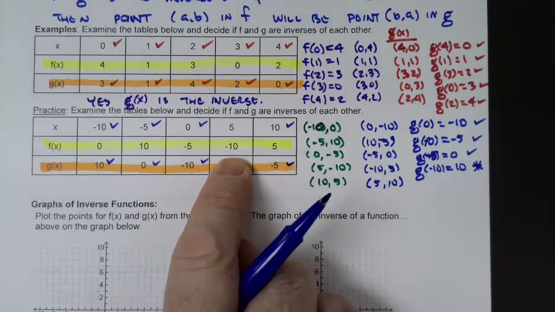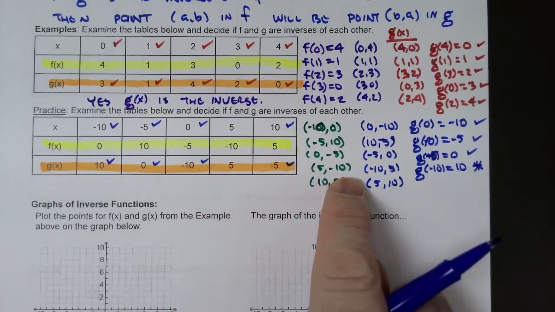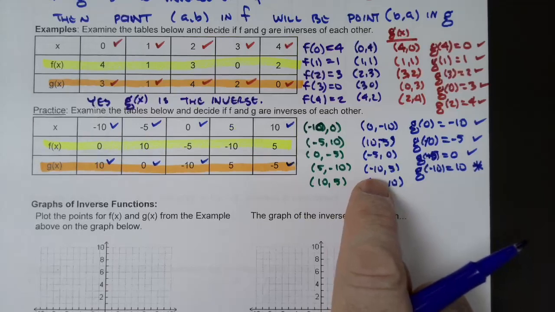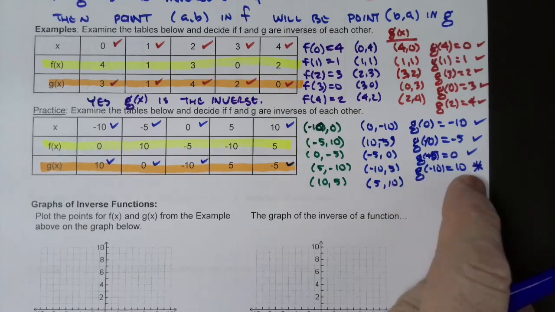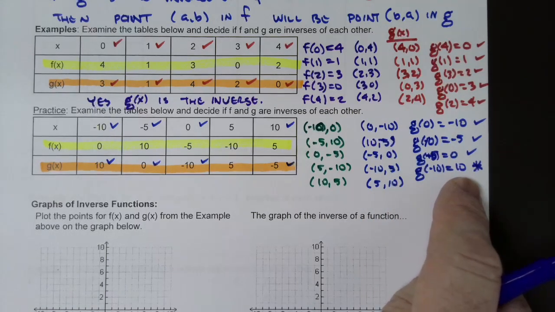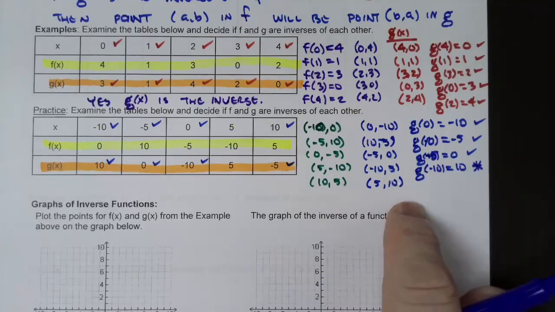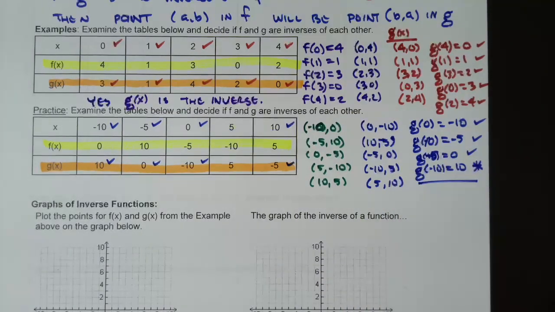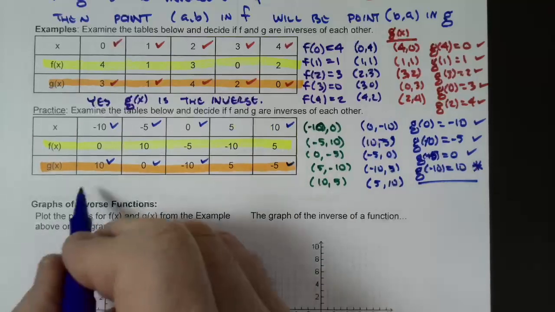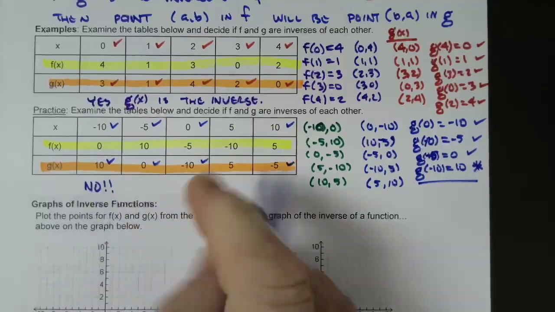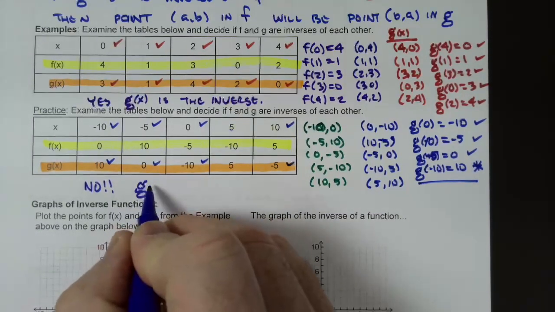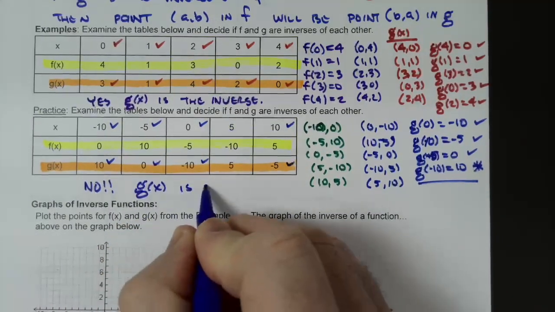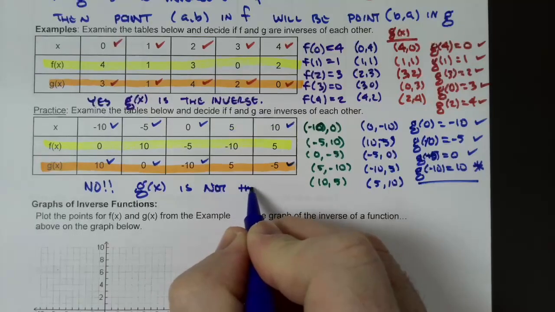5 gave us -10 in the f of x. So (-10, 5) should be what we're looking for. But we don't get that. We get (-10, 10). Okay, so I don't need to check any more points here. As soon as I got one exception, I'm going to say no. And again, I checked my work just to make sure. But no, g of x is not the inverse.